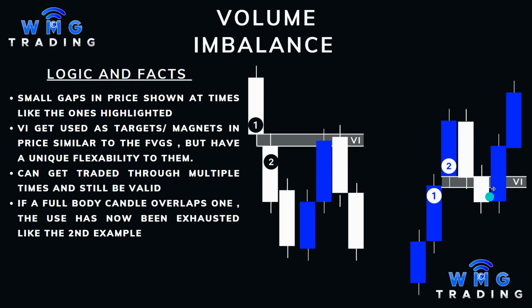So price can do something like this, it could do something like this back and forth, or it can react quickly, but then it would still be a valid volume imbalance until we move away from it. If a full body candle closes overlapping the fair value gap, the use has now been exhausted, like in this second example. So price dug through it and then traded all the way through it to the buy side, right? Or if this one had just one bullish candle breaking all the way through it, it could be used as inversion, resistance turned to support. Just some things to consider.